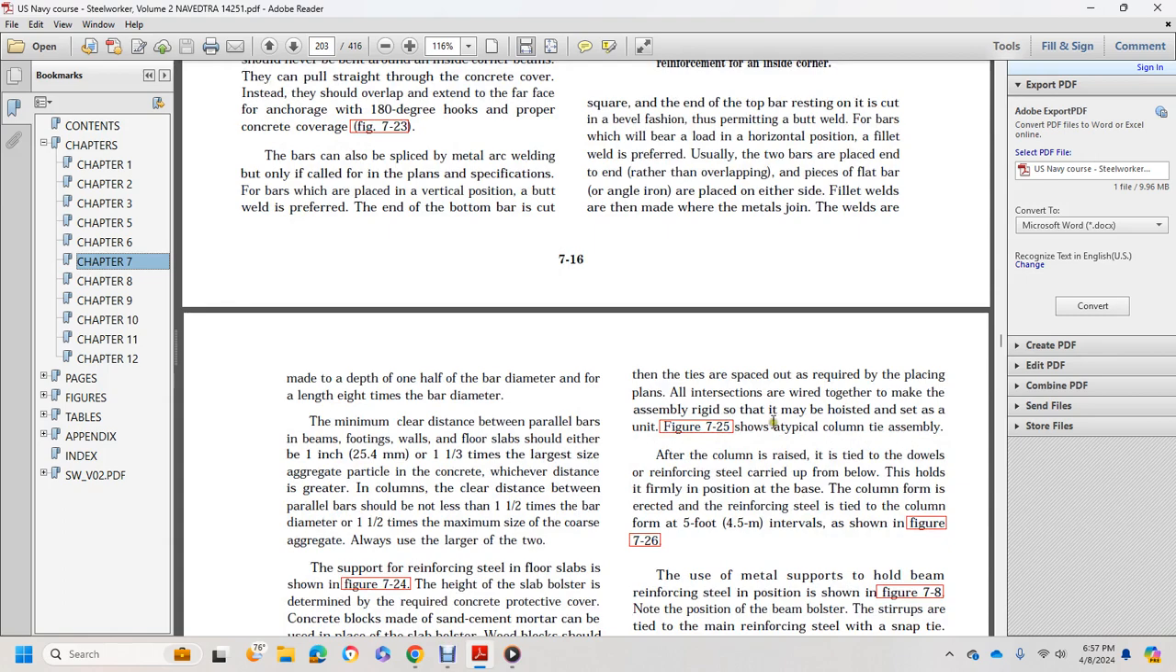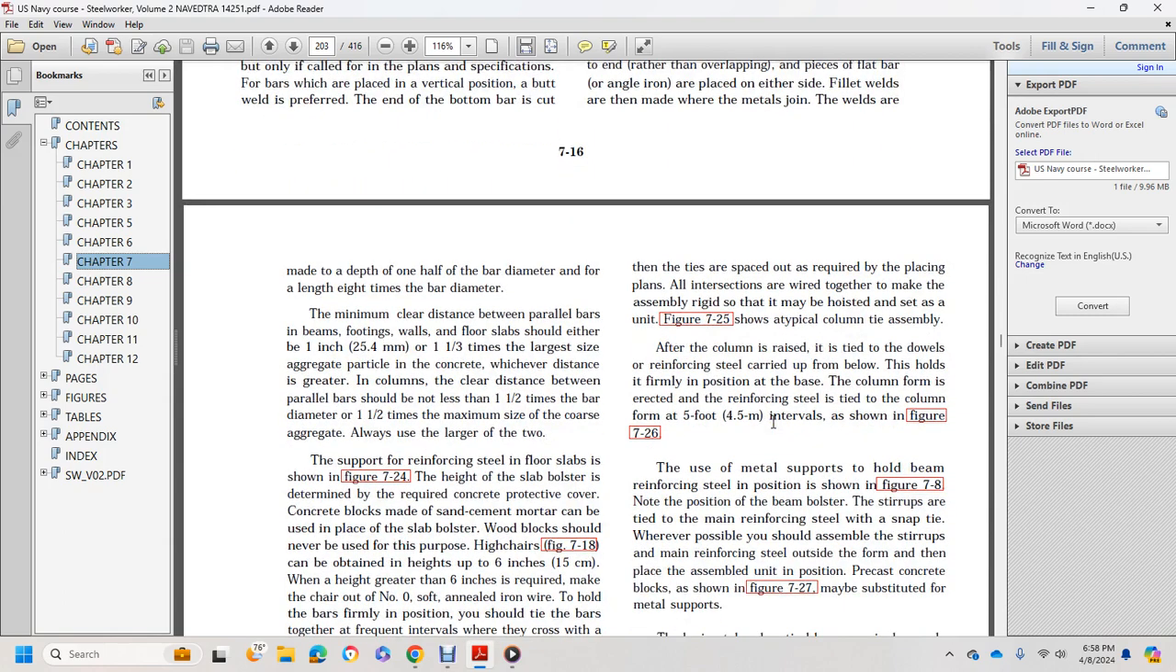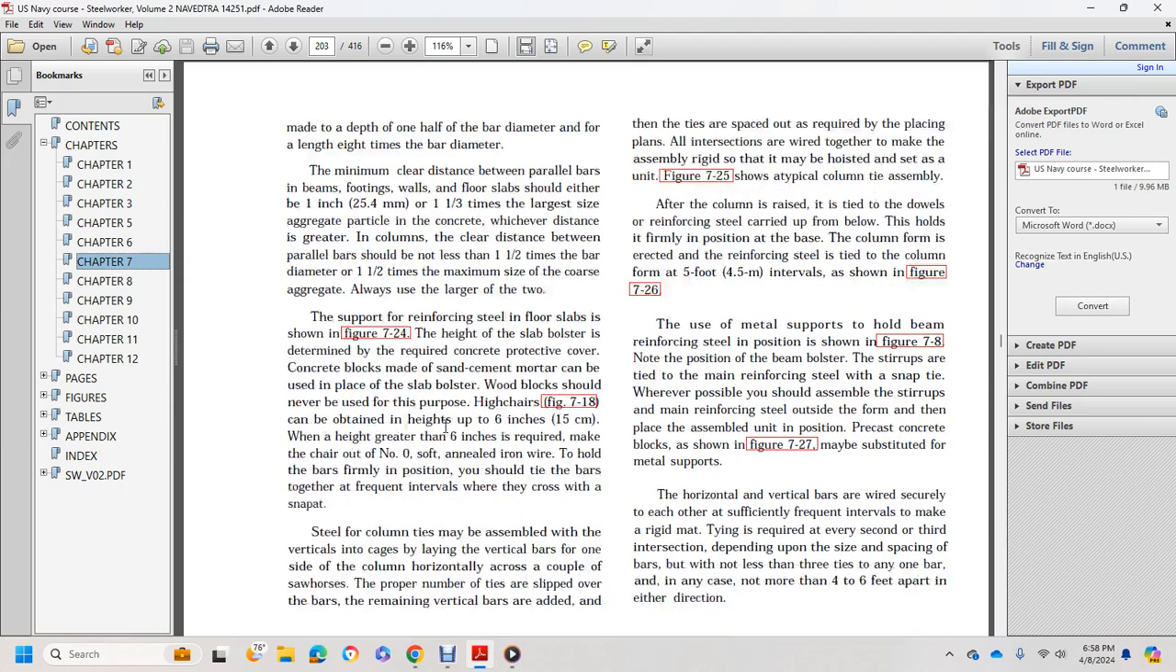These welds are made at a depth of 1/2 of the diameter, with a length of 8 times the diameter. The minimum clear distance between parallel bars in footings, welds, and floor slabs is either 1 inch or 1 and 1/3 times the largest size of the aggregate particle in the concrete. For columns, the clear distance between parallel bars shall not be less than 1.5 times the bar diameter, or 1.5 times the maximum size of the coarse aggregate, whichever is larger.